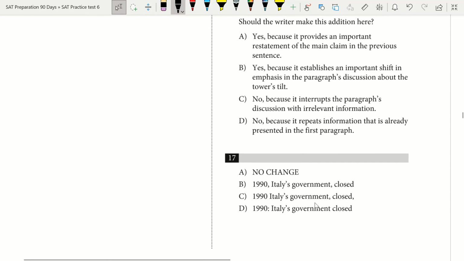17 is going to be no change, right? There's nothing wrong grammatically. I need to have a comma after 1990, so I can get rid of C and D. And then I don't want to have a comma between government and closed, so B is wrong. A is my correct answer for 17.